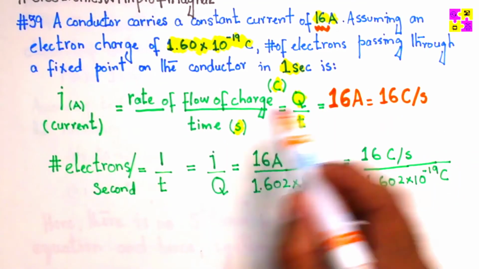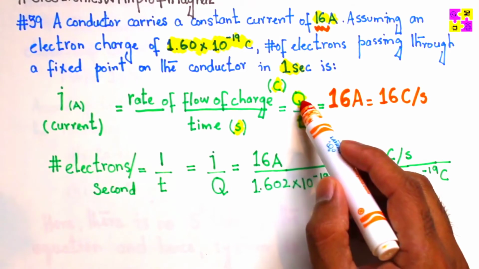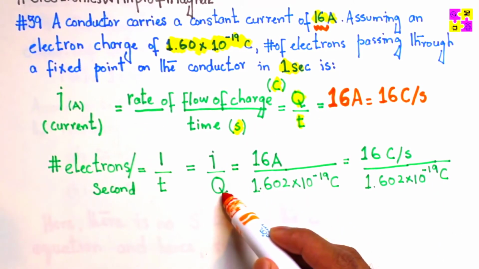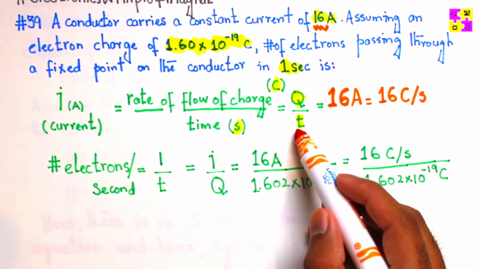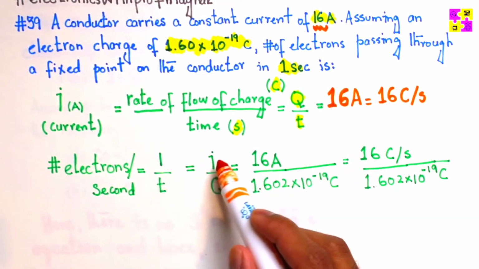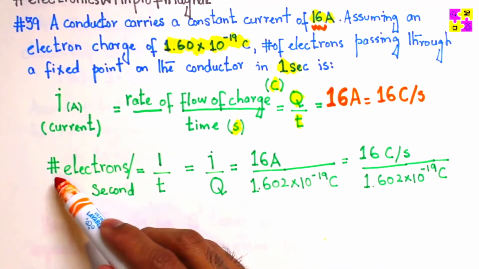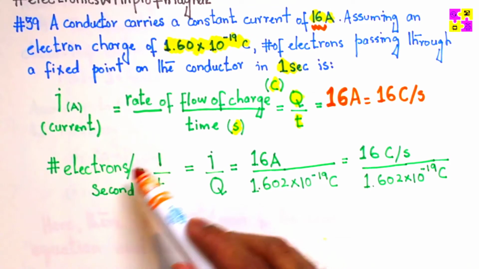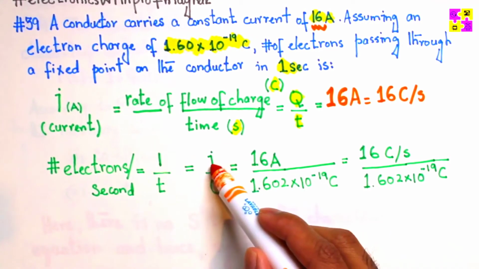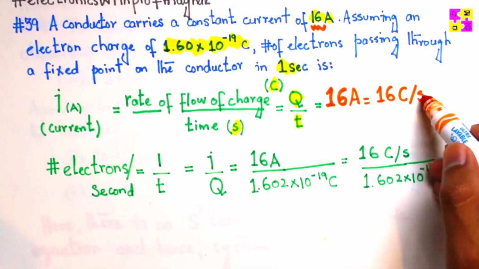From this equation, I equals Q over T. If I take Q to the left-hand side of the equation, I get I over Q, and I would be left with 1 over T. So I have rearranged this equation such that 1 over T equals I over Q. And this part right here is basically equivalent to the number of electrons passing through a conductor in 1 second. Substituting the value of I, which is 16 amps, can also be written as 16 coulomb per second.